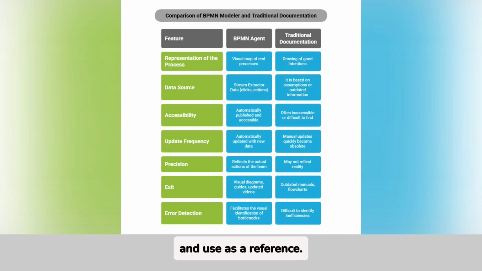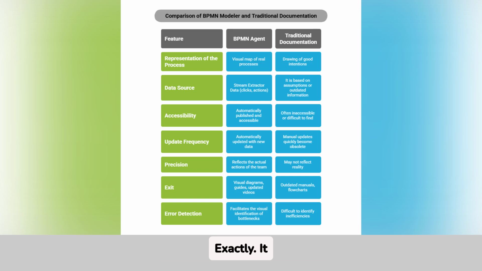Exactly. It shows you how work actually flows, what initiates the process, what tasks are executed, where decisions are made, what happens if there are exceptions, and it does so accurately, without human interpretation, without memory errors, without assumptions. And what are the benefits of having this visual map? Is it worth the effort?